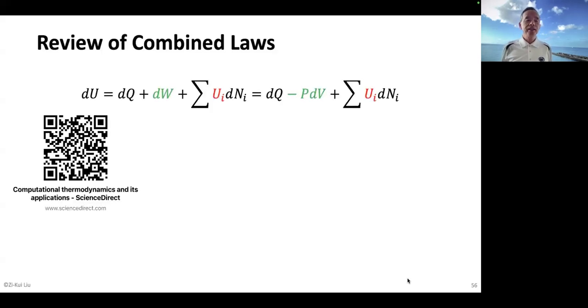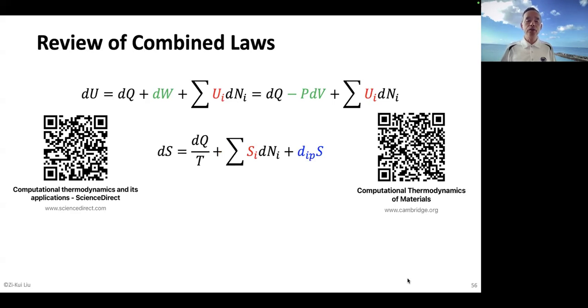This is the equation in terms of internal energy for the combined law: dU equals dQ plus dW plus summation of Ui dni. If we consider only the hydrostatic pressure, then the dW becomes minus P dV. And in this equation, I showed the Ui in the red color. This term was introduced by me in 2020 in this paper.